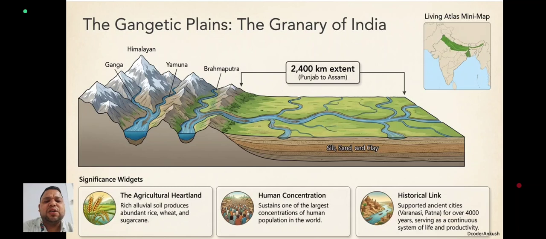Rivers such as the Ganga, Yamuna, and Brahmaputra, along with tributaries like Ghagra, Gandak, and Kosi, eroded rock material from the mountains and deposited it in the lowland. Over millions of years, this layer of silt and clay filled the depression between the Himalayas in the north and the peninsular plateau in the south, resulting in a broad level plain known for its rich alluvial soil.